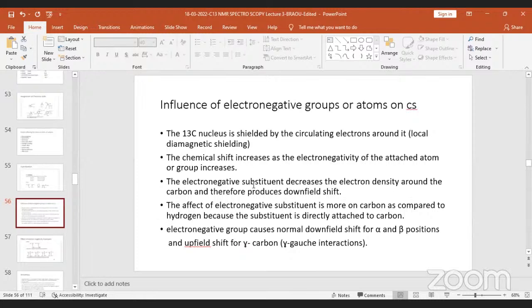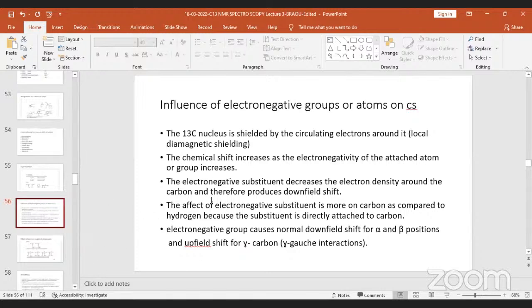Since the electron density is decreasing by the attachment of the electronegative substituent, the diamagnetic shielding effect is less. Therefore, it is deshielded, and the chemical shift is shifted to higher frequency. Okay.